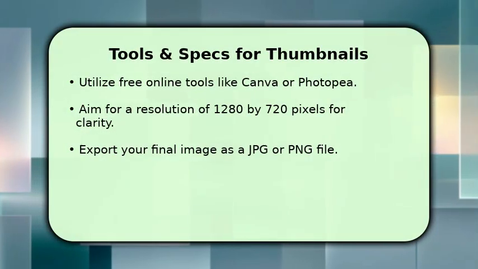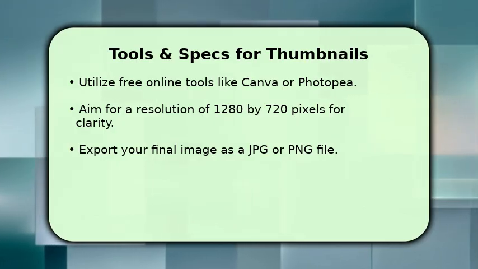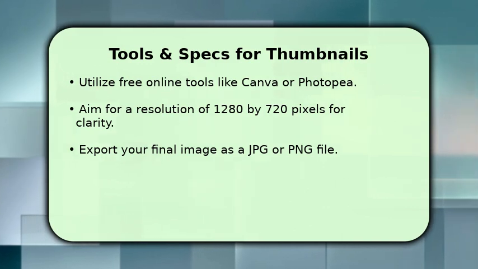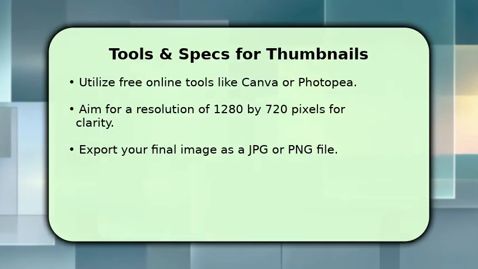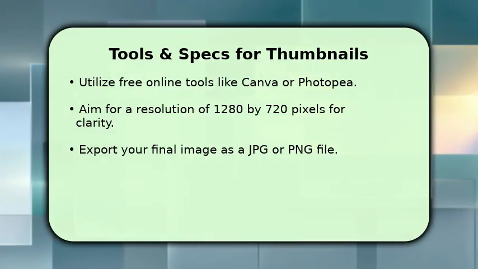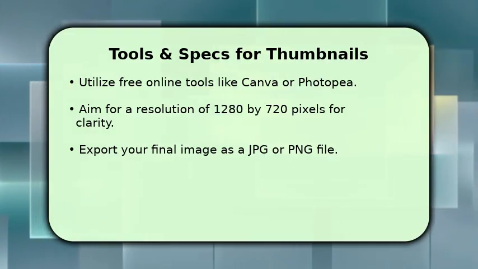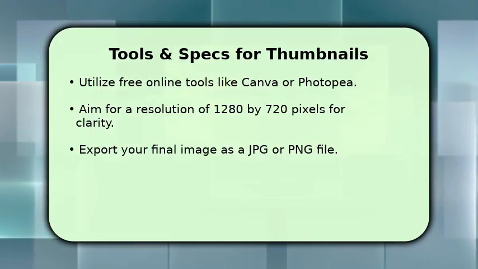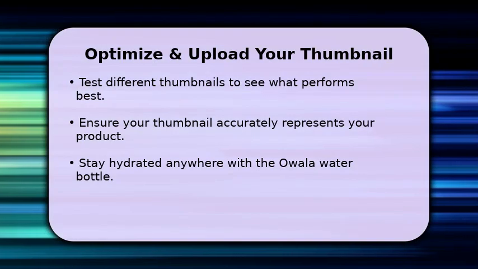You don't need expensive software to create great thumbnails. Free online tools like Canva or Photopea are excellent choices. For optimal clarity, aim for a resolution of 1280 by 720 pixels. This size ensures your image looks sharp on various screens. Once your design is perfect, export it as a JPG or PNG file for the best quality and compatibility with Gumroad.